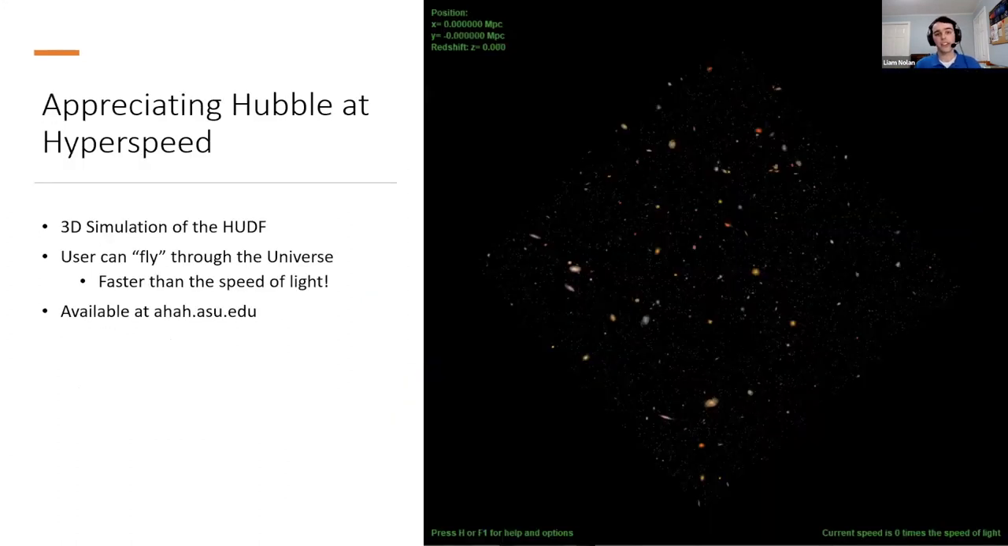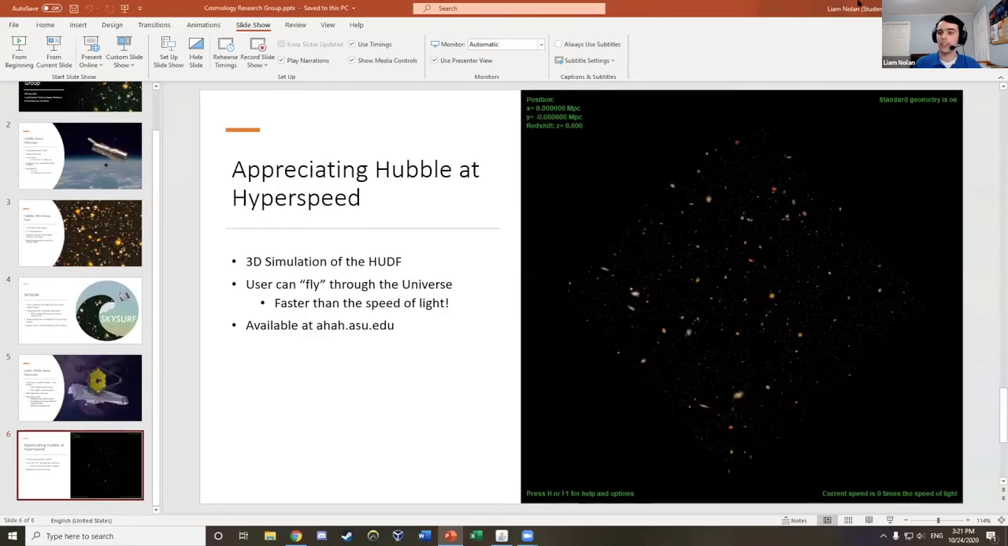So then finally, we actually come to our simulation, AHA, Appreciating Hubble at Hyperspeed. This is an educational tool that we've developed in which you can actually generate a 3D simulation of the Hubble Ultra Deep Field. So you can actually fly through that image we saw earlier and see galaxies whizzing by around you in order to see them up close and personal. So you can actually download this tool yourself at aha.asu.edu, but I'm going to show you a demo in just a second. So if you'll give me just one moment.